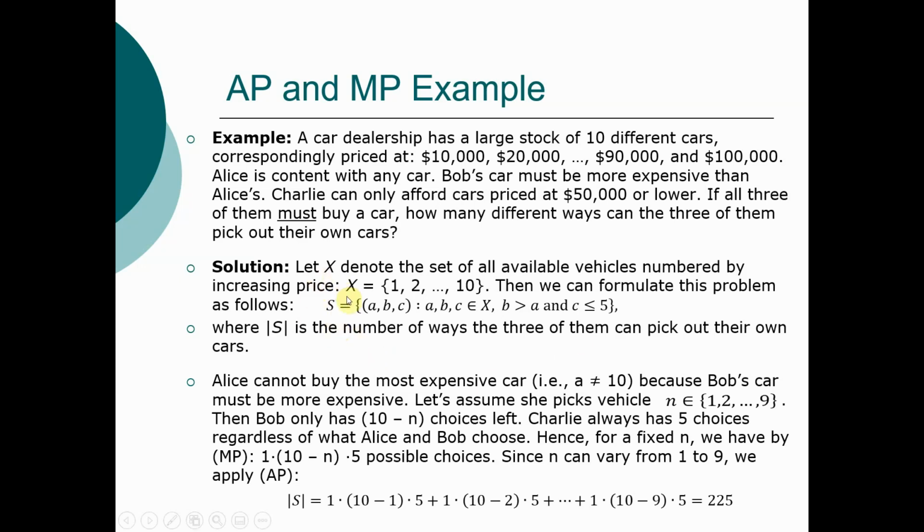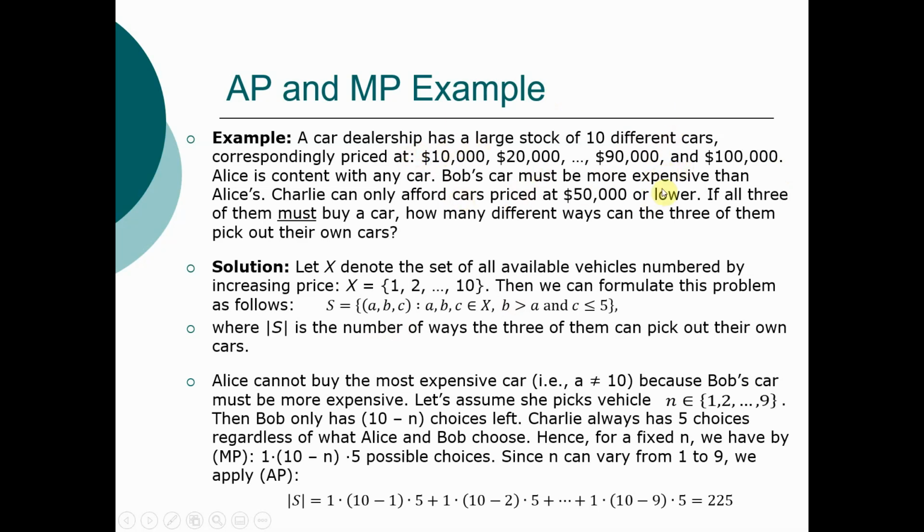For this set, Alice can pick any car, from $10,000 all the way to $90,000. She cannot pick the $100,000 one, because in this set we know that Bob's car has to be more expensive than Alice's. So if Alice chooses the $100,000 car, Bob doesn't have any option, right? So here Alice has 9 different options.